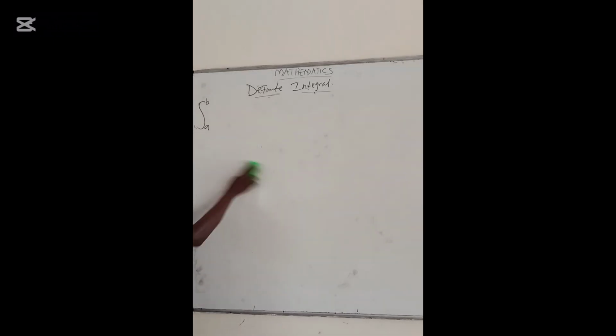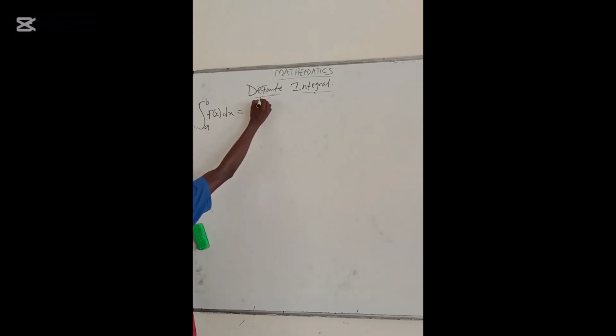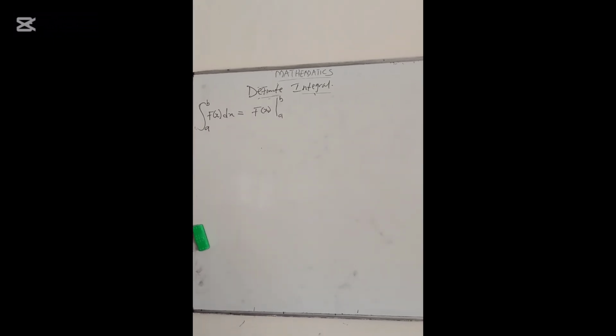So this is simply equal to the integral of f of s ds from a to b, which simply means F of s evaluated between a and b. So that is the idea about definite integral. So now let's look at an example.